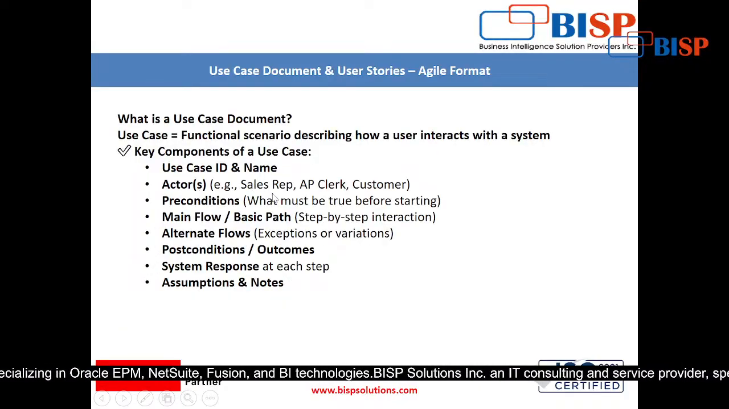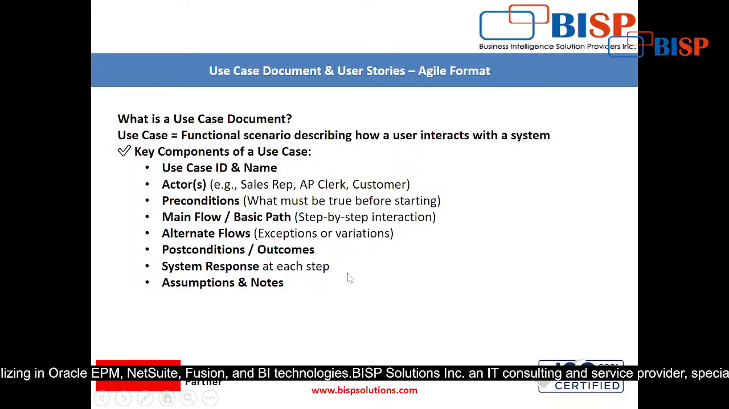Actors: the sales rep, the AP clerk, and the customer. Preconditions: what must be true before starting. So while writing a use case document, these are the things to be mentioned. Main flow, basic path, step by step interaction. These are the headings I have shown you, but inside this every heading will occupy one page. For example, main flow, basic path: step by step interaction, you have to show the flow chart and you have to show the text also.